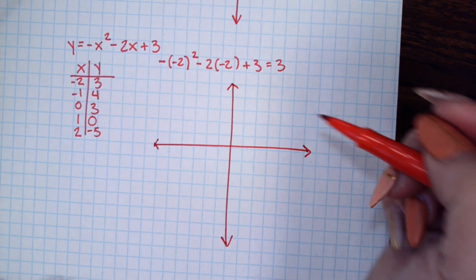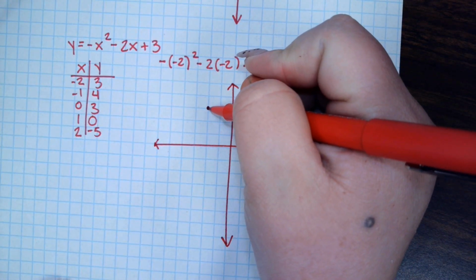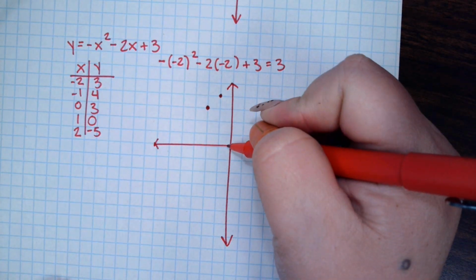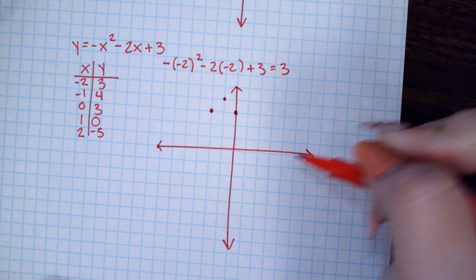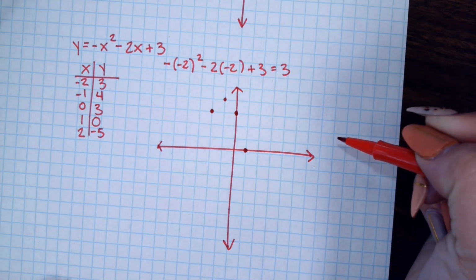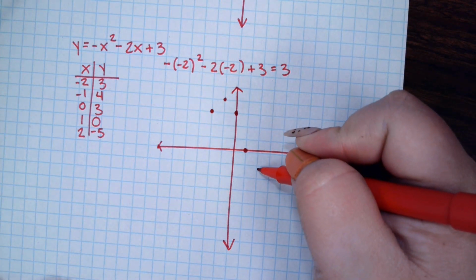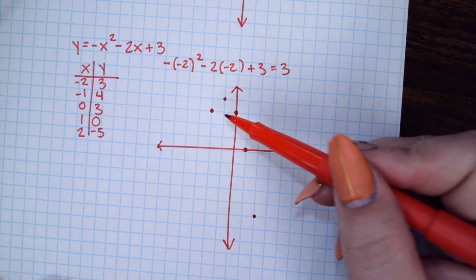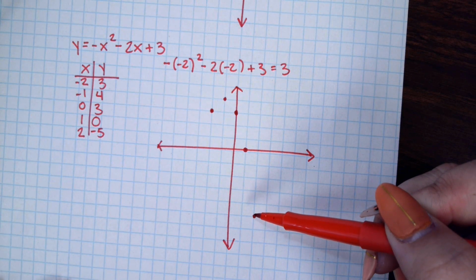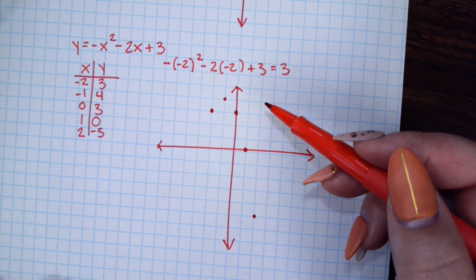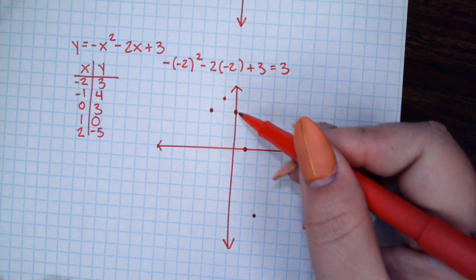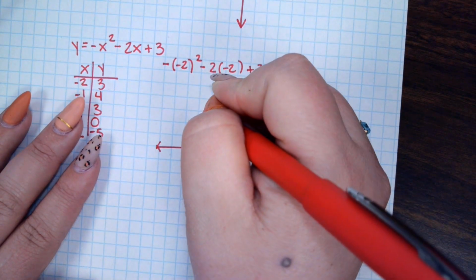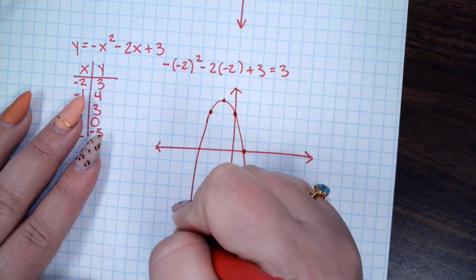And let's graph our points. So negative 2, positive 3, negative 1, positive 4, 0, 3, 1, 0, 2, negative 5, 1, 2, 3, 4, and 5. So even though we have most of our points on this side of our graph, we can just draw the other side because it's going to be a mirror image. So like that.